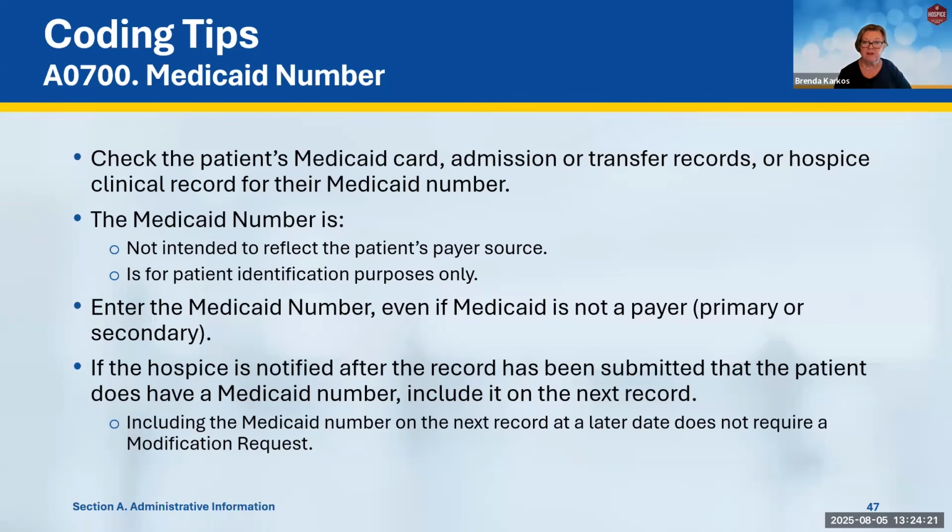If the patient does have Medicaid, you would enter the Medicaid number even if Medicaid is not a primary or secondary payer. As with the Medicare number, if the hospice is notified after the record has been submitted and the patient does have a Medicaid number, you can just include it on the next record. This addition would not require a modification request.